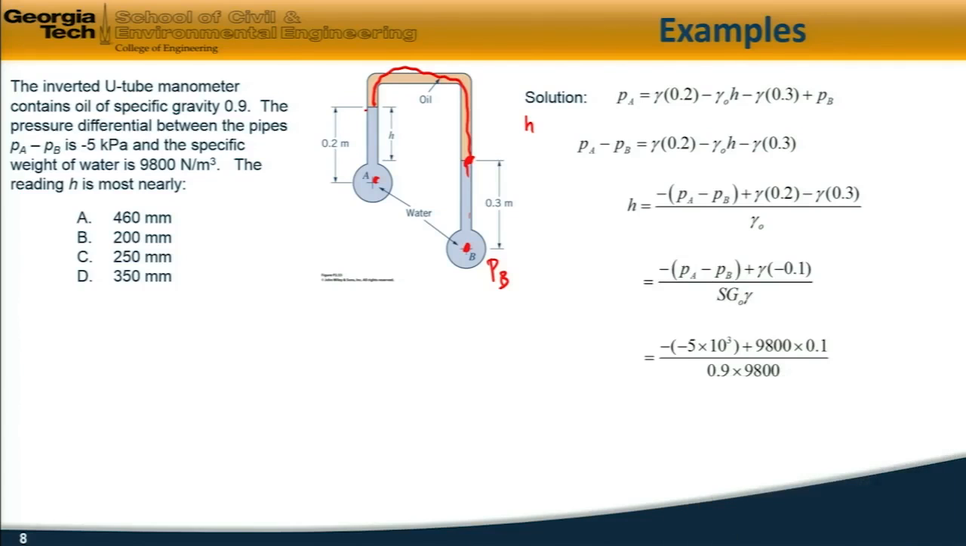Plugging in the numbers, PA minus PB is equal to, we're given minus 5 kilopascals, minus 5 times 10 cubed, plus the specific weight of water, which is 9,800 newtons per cubic meter, multiplied by the height, which is 0.1, and the answer is 0.456 meters, or 456 millimeters. So the closest answer is A, which is 460 millimeters.